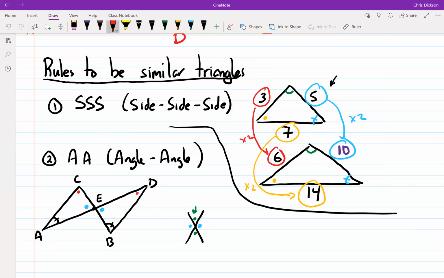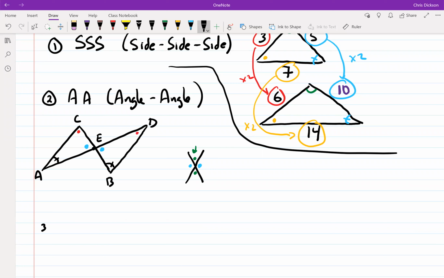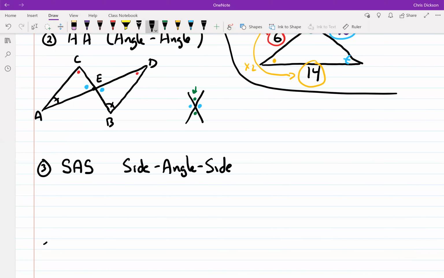And then the last case for similarity between triangles is if you're told SAS. Okay, and that would be a side, angle, and a side. And it has to be in that order. Okay, so let's give you an example like that. Let's say you're told that you have a triangle, and this triangle here is 5, 6, and has a certain angle here. And let's say this is, no, it's got to be, let's say, 4.